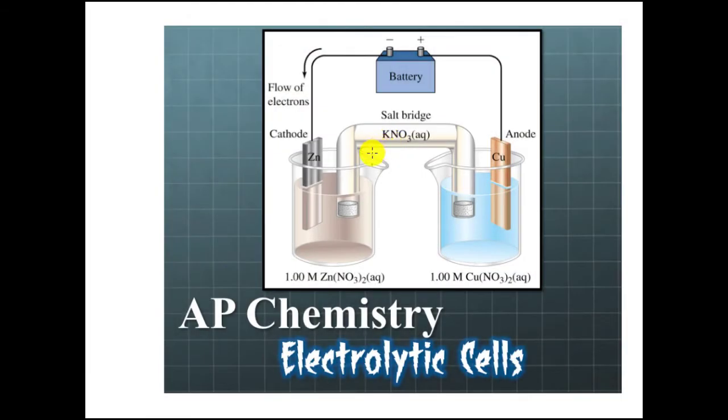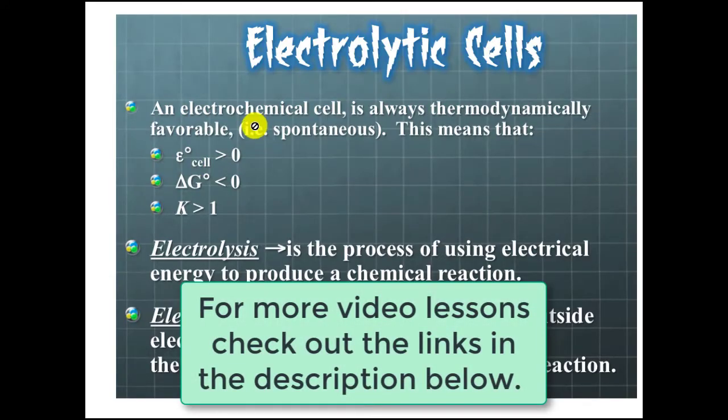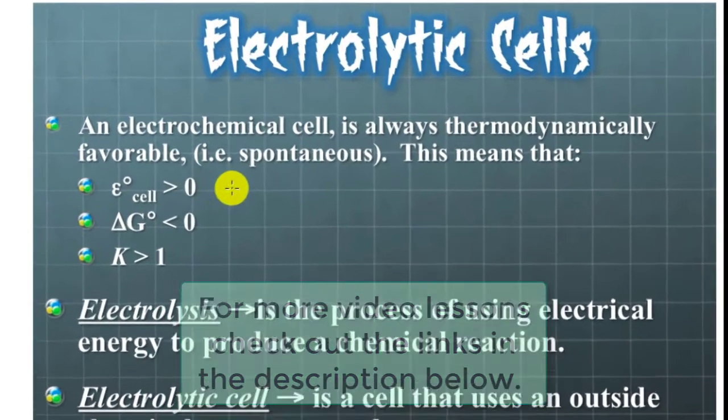Hey everybody, today's video lesson is going to be on electrolytes. I'm going to talk a little bit about the opposite process that we've been looking at so far. What we've been looking at so far has been the electrochemical cells, and with electrochemical cells what we've seen is that the cell potential has always been positive.